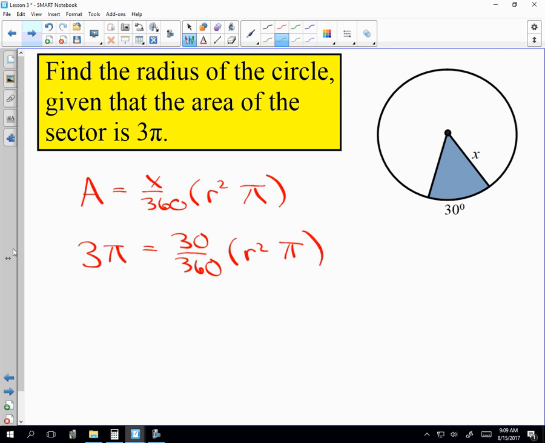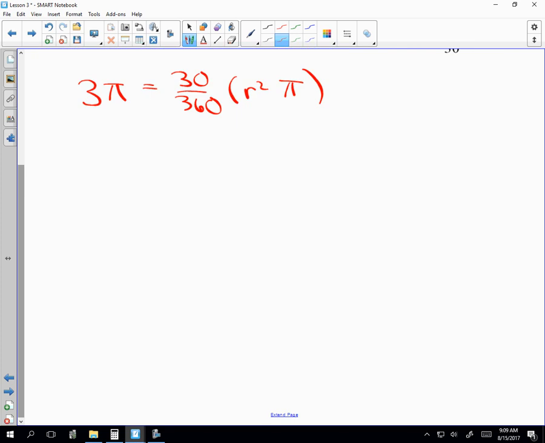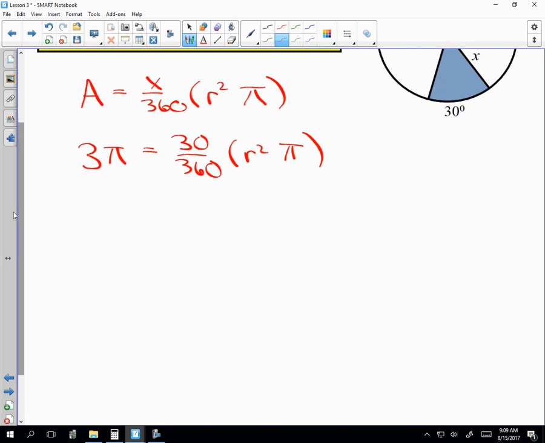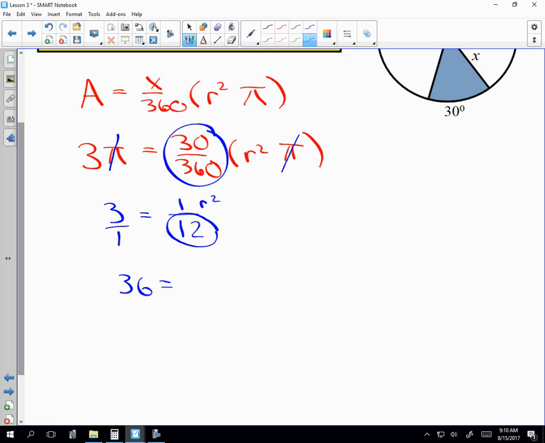So now, we need to start doing some simplifying in this case. One of the easiest things you can do is if you have a pi in every term on both sides, we can eliminate the pi's. And now we have 3 equals, and we reduced this in the last problem, so we have 1/12 r squared. The r squared stays in the numerator, it doesn't go down with the 12. Now, we need to get this 12 out of the denominator. Okay, so we have it over 1, and in this case, we can just cross multiply. 36 equals r squared. And then we finish up by square rooting both sides to get the radius by itself.